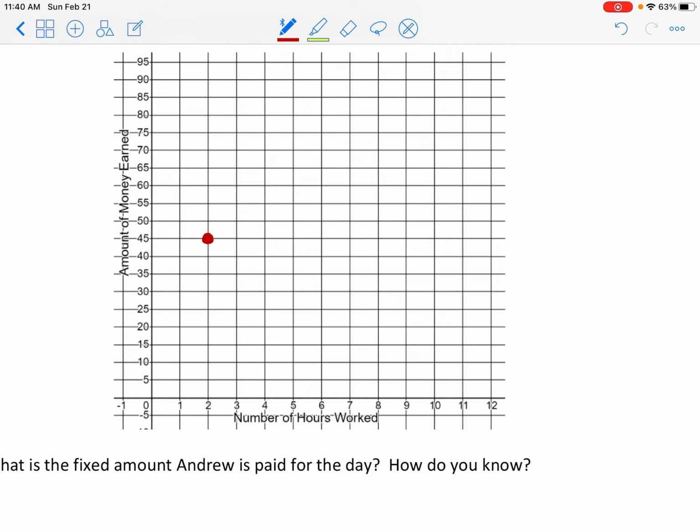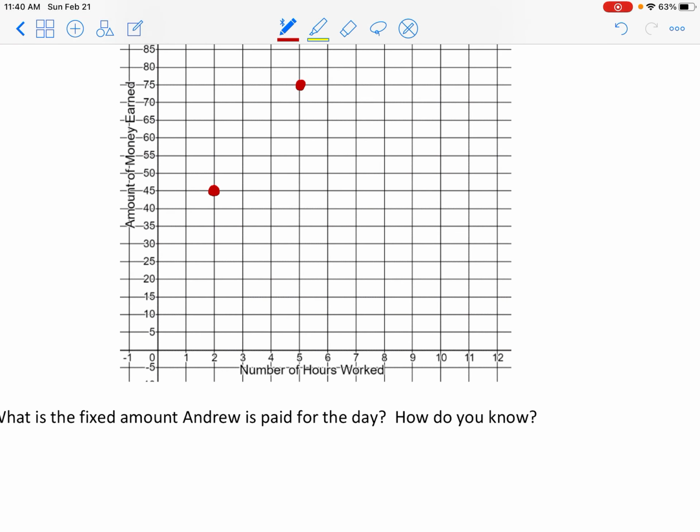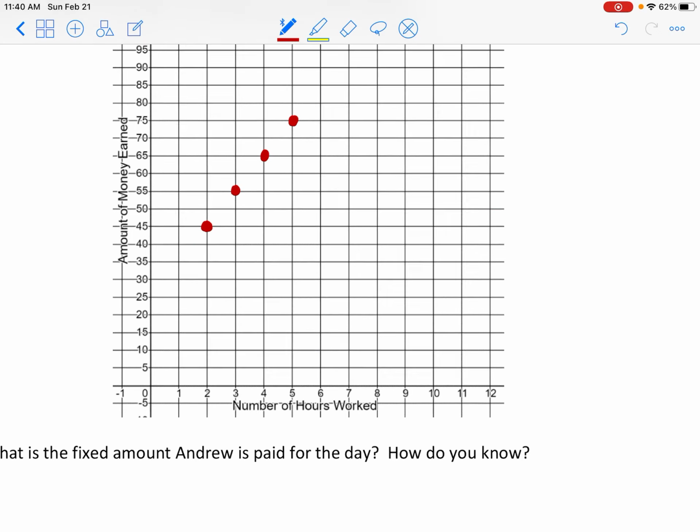So I'm going to go here and make that point. And now if we look at the pattern here, we can see what's going on. Now we said that there was going to be a $10 increase per hour. So if 2 hours is 45, and that's correct, then going up to the next hour means he'd be increasing by another $10. And if he went another hour, that would be another $10, from 55 to 65. And in fact, you can see how that lines up really nicely.